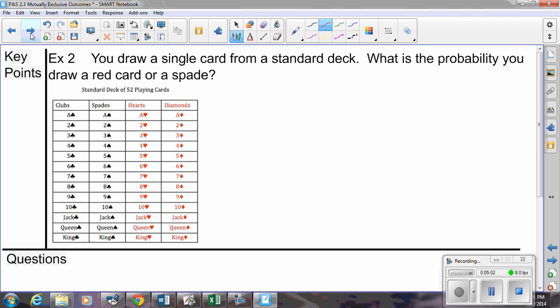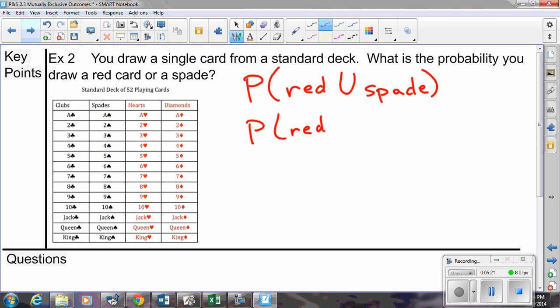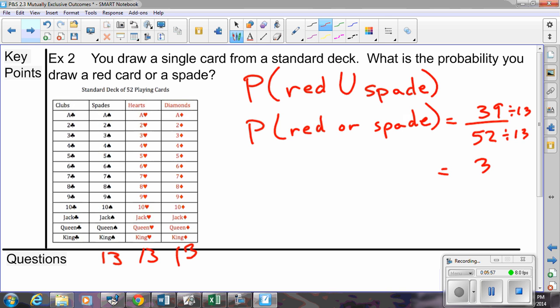Second example, you draw a single card from a standard deck. What's the probability that you get a red card or spade? So it's probability of red union spade, which is the exact same thing as saying probability red or spade. So how many successes are there? How many reds are there? Okay, we've got 13 diamonds, 13 hearts for a total of 26 reds, plus 13 spades. That gives us a total of 39 successes out of the standard 52. And we know we could divide that by 13 to get the reduced probability 3 out of 4.